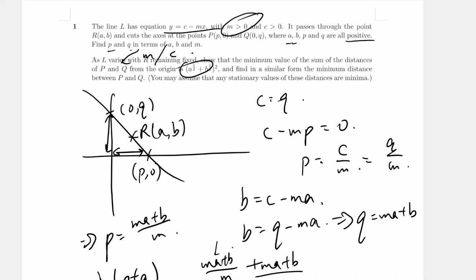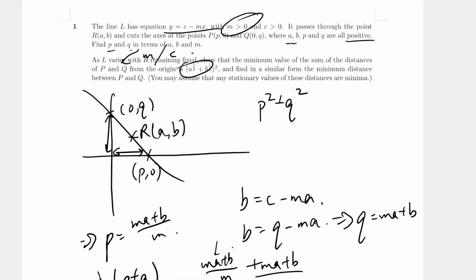You do P squared plus Q squared. So this time round, let me give myself some space. I want P squared plus Q squared. That's what I want, right? Or I suppose I want this, right?